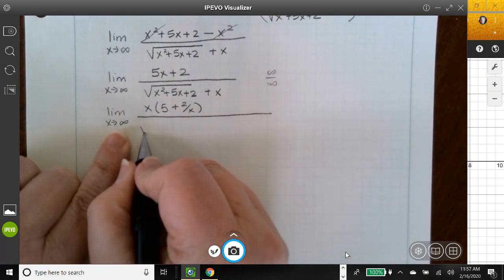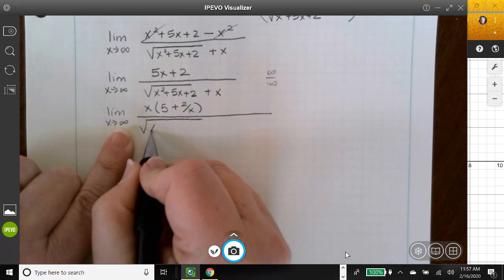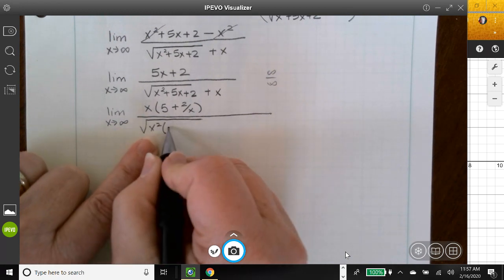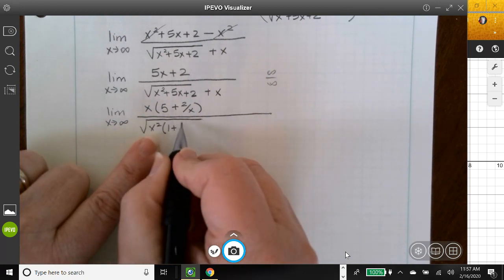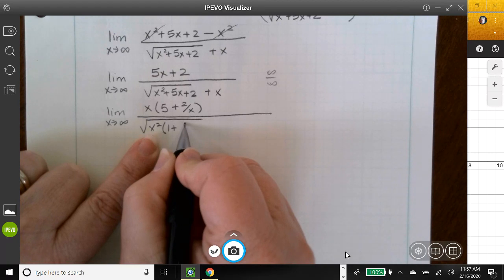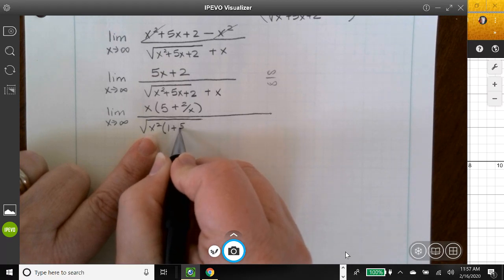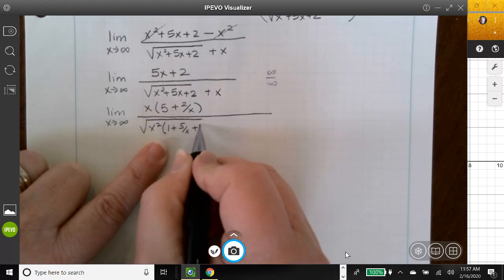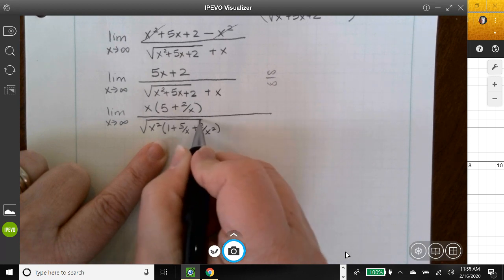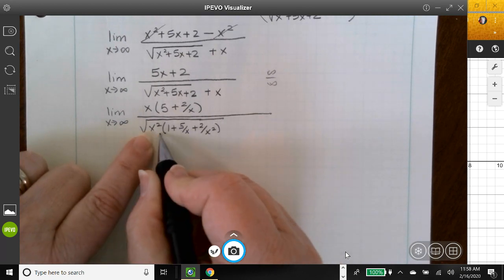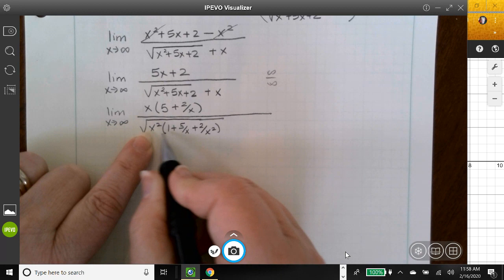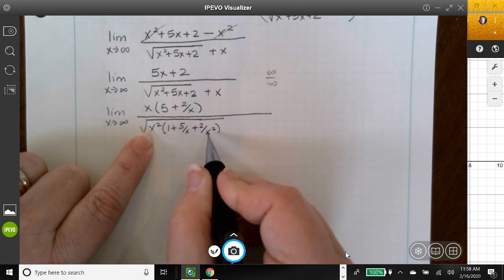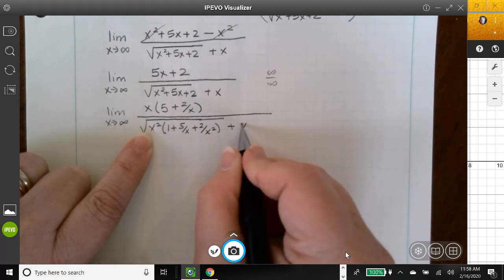But under the square root, I'm going to factor out an x squared. And when I do that, I get 1 plus 5 over x plus 2 over x squared. And you'll know I'm right if you were to multiply this x squared back in, you get x squared plus 5x plus 2 plus x.